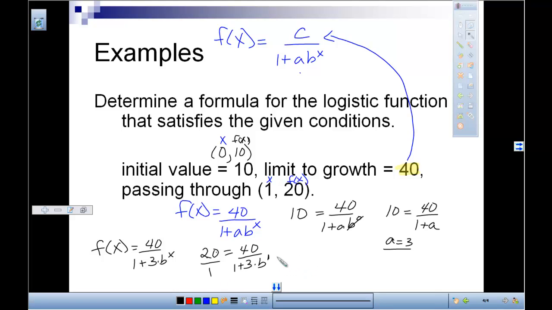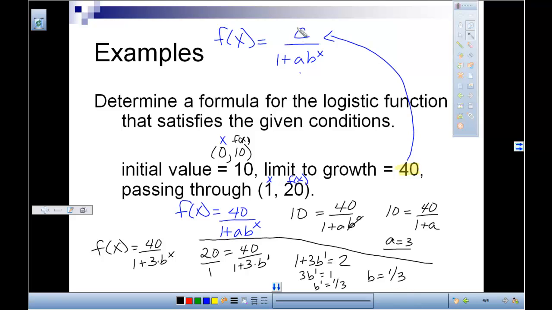But hopefully, regardless of which way you do this, you will see that eventually you're going to get an equation that looks like this: 1 plus 3b to the first is going to equal 2, because 40 divided by 20 gives you 2. So now this is pretty easy to solve. We can subtract 1 and get 1, and then divide by 3, and that gives us that b to the first is 1/3. The b to the first is really just b, so b is 1/3.